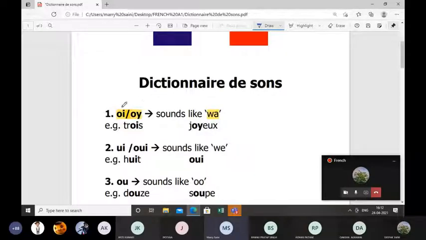So the first one is OE and OY. Whenever you have this combination in a word, the sound that you have to give is ua. For example, trua. Ua sound you have to give, trua, whenever OI is there. And the meaning of trua is the number 3.